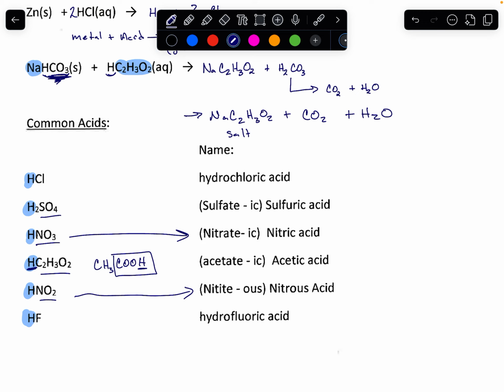Compare that to my NO2. This is nitrite. If my polyatomic ion ends in ITE, I'm going to change the ending to OUS. So instead of nitrite, it becomes nitrous, and then again I'm going to put acid at the end. A good rule to remember is: I ate something icky. So ATE goes with IC. I ate something icky, now my stomach is upset. There's not really a good rule to remember the ITE to OUS. If you can come up with one, let me know. But ATE goes to IC, ITE goes to OUS.